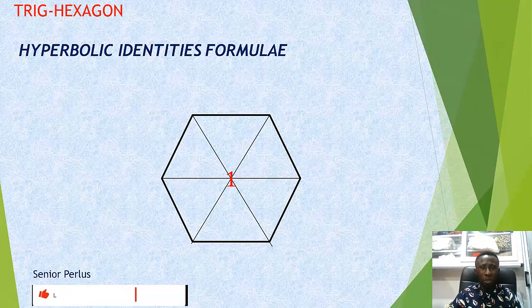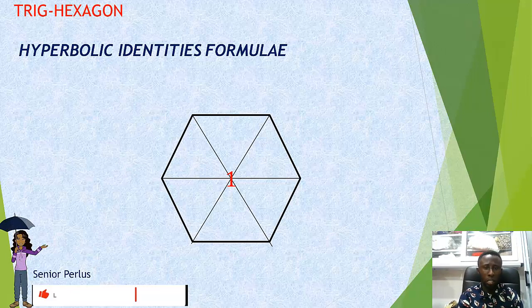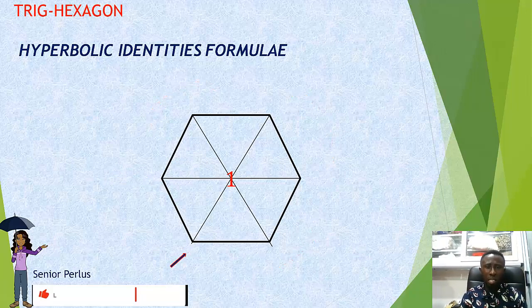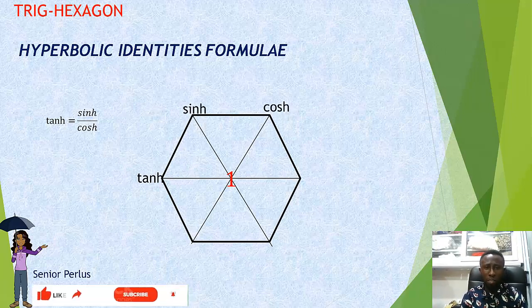Write the six hyperbolic function names at each vertex of the hexagon. The six hyperbolic functions are sinh, cosh, tanh, coth, sech, cosech. We begin on this vertex, moving in a clockwise direction to end here. All you need to remember is that tanh is sinh over cosh. So we start on this vertex and write tanh, sinh, cosh in a clockwise direction.